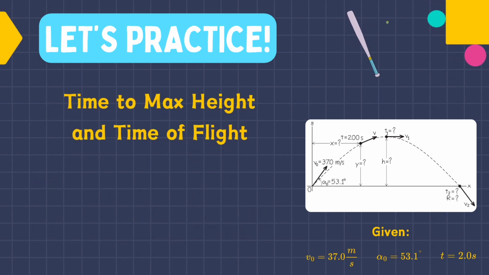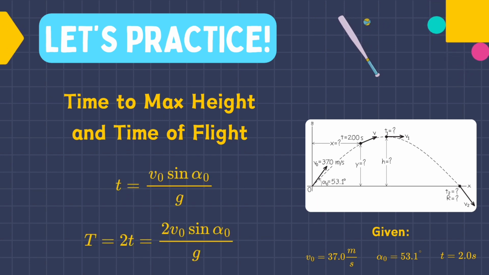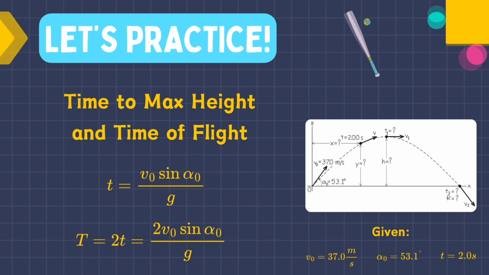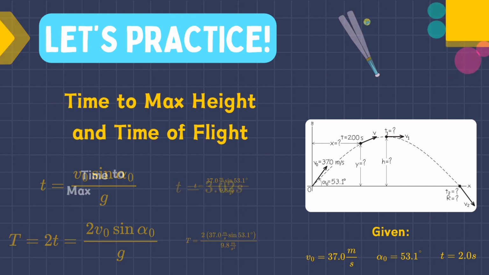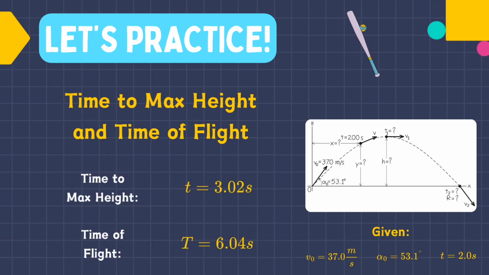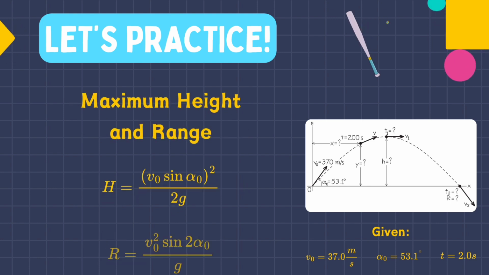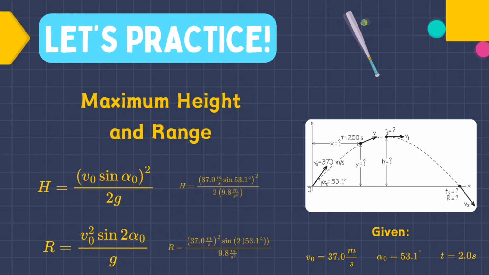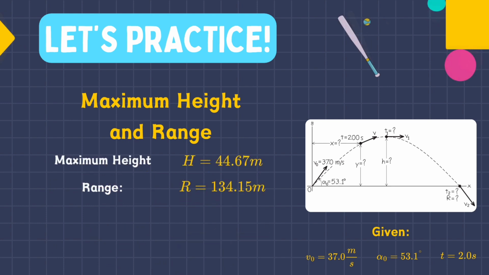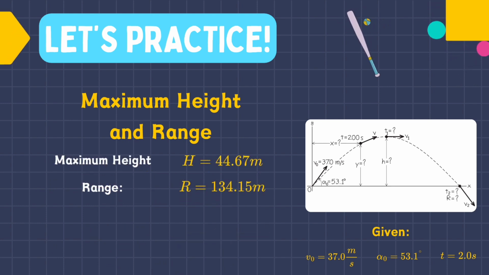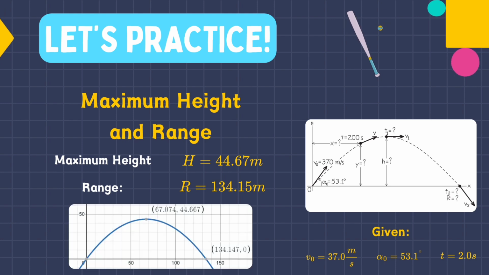Next up, time to max height and time of flight. We simply bring up our equations from before, and performing the calculations yet again, we obtain that t equals 3.02 seconds and capital T equals 6.04 seconds. For the maximum height and range, our equations are given by these. Substituting, we get that h equals 44.67 meters and R equals 134.15 meters. If we look at our plot, we'll see that these indeed are the answers.